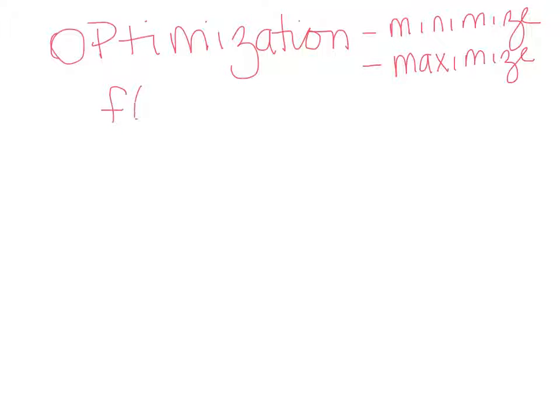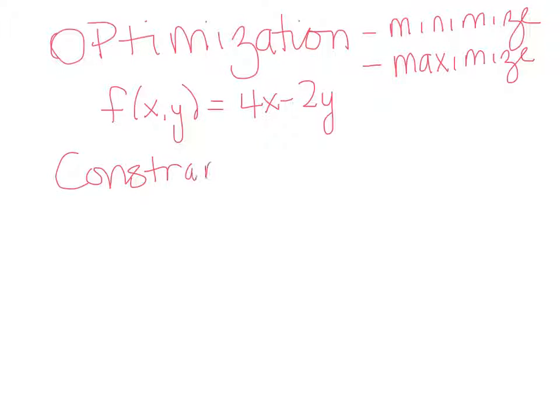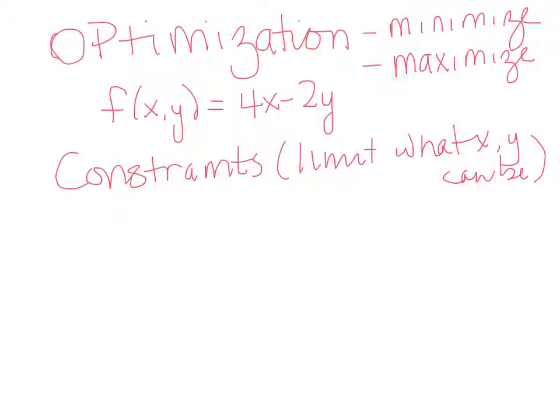So let's say I have something like f of x, y is equal to some function, 4x minus 2y. Now, the problem is, x can't just be anything and y can't just be anything. You have what's called constraints. And these constraints limit what x and y can be. And they tend to take the form of a system of inequalities. So you might have some constraints that look like this. Okay, so those are my constraints.